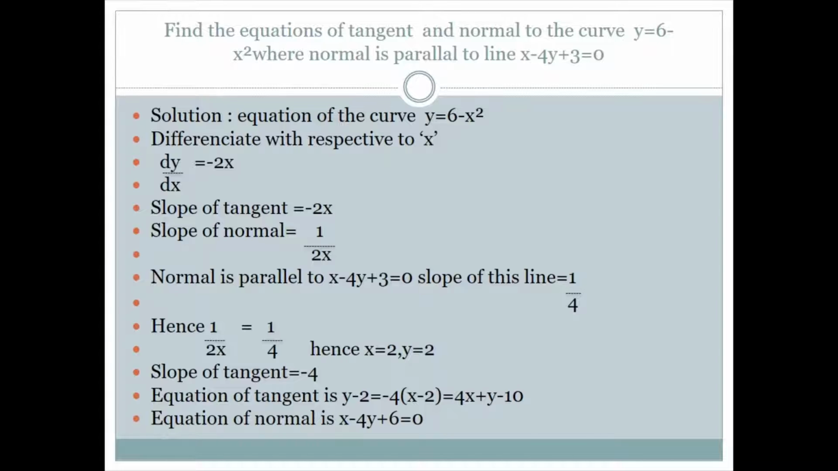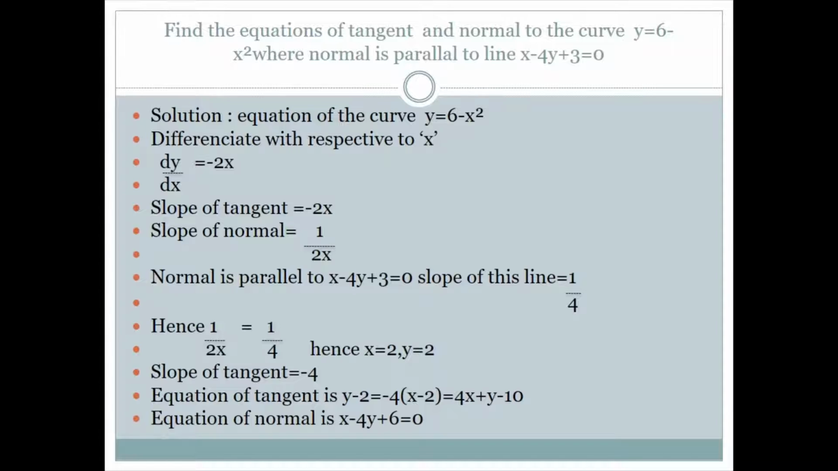Here you are given the condition that the normal is parallel to the line x minus 4y plus 3 equal to 0. Slope of this line is 1 upon 4. Hence 1 upon 2x is equal to 1 upon 4, because the normal is parallel to the line x minus 4y plus 3 equal to 0. So using this we get the value of x and y. x equal to 2. Put the value of x equal to 2 in the given curve.